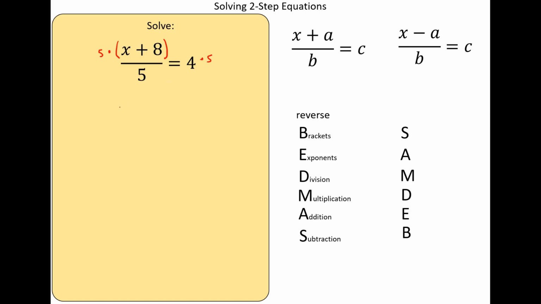Okay, now I just have x plus 8 on the left side. On the right side, I have 4 times 5, which is 20. Now I want x by itself. x is added to 8, so I want to get x by itself by subtracting 8 from both sides. That now leaves me with x on the left side. On the right side, I have 20 minus 8, which is going to be 12. So x equals 12.